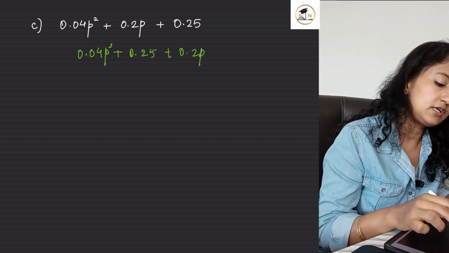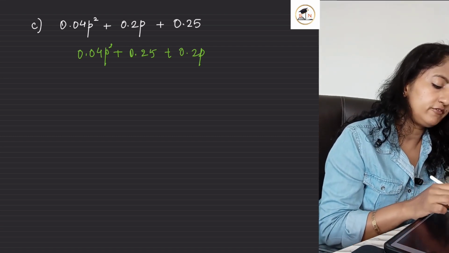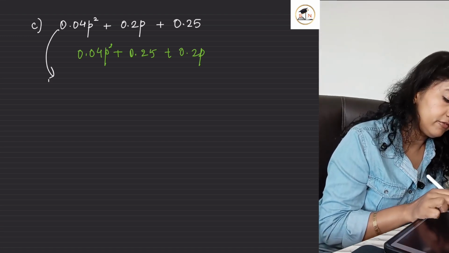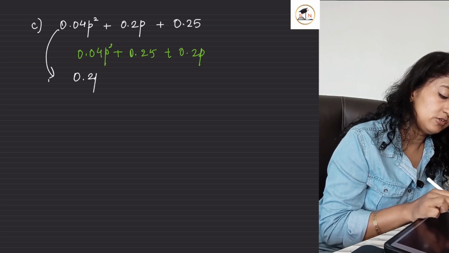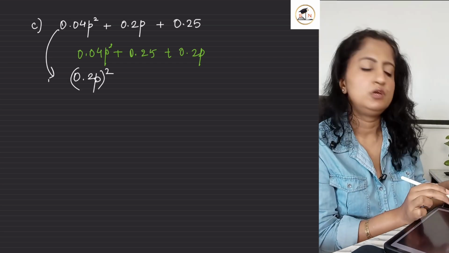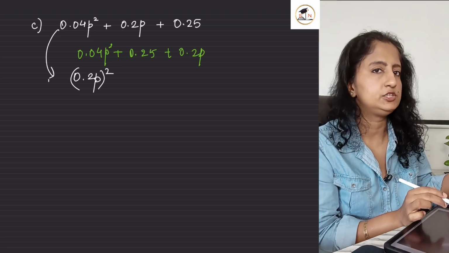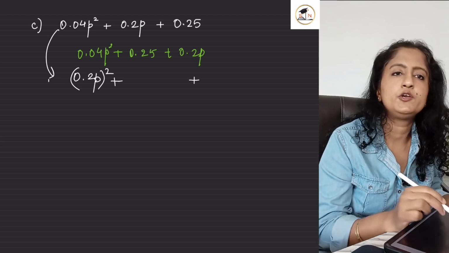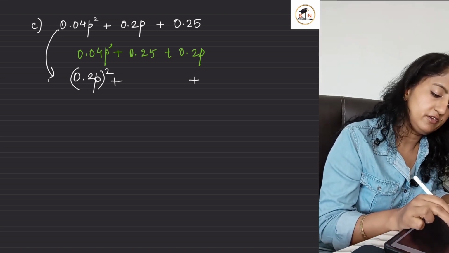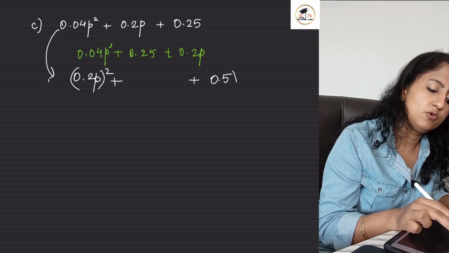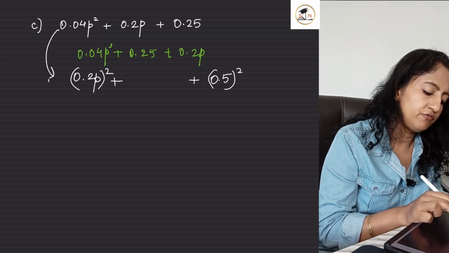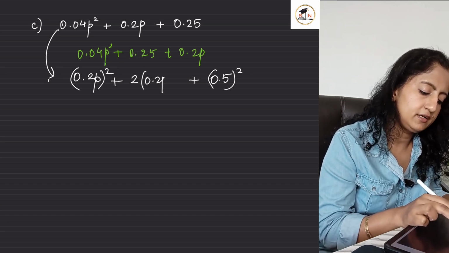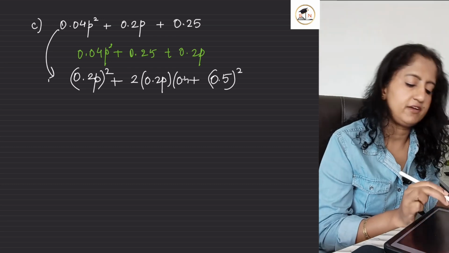Okay, now we'll start with the factorization, and over here we are going to factorize it with respect to the original question only. So we have 0.2 p whole square, because when you do the square of 0.2 p, you will get 0.04 p square, right? Now, what is the square root of the last term 0.25? 0.5. Okay, so 0.5 whole square. In the last, we will have 2ab. A is 0.2 p and b is 0.5.